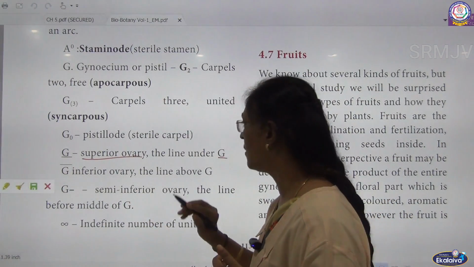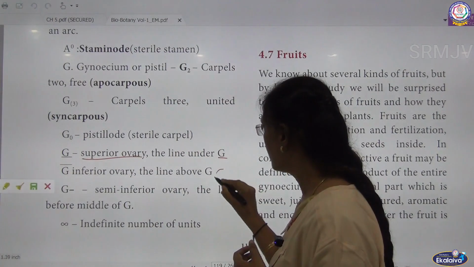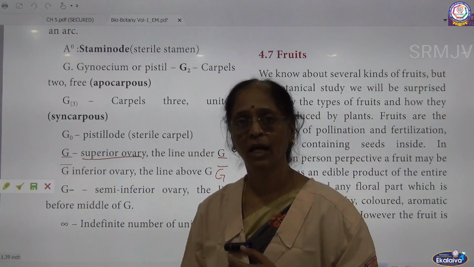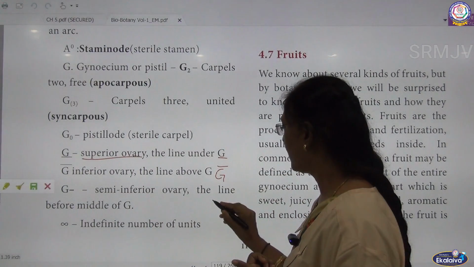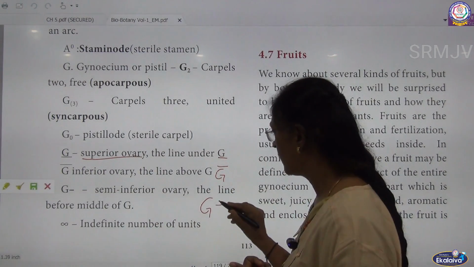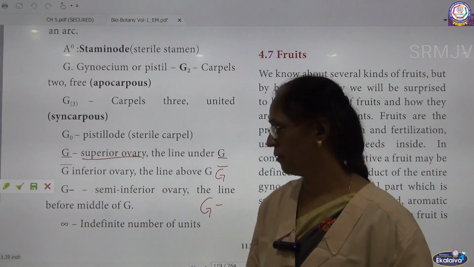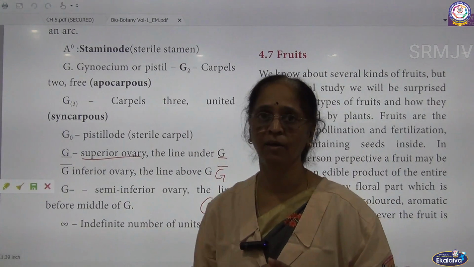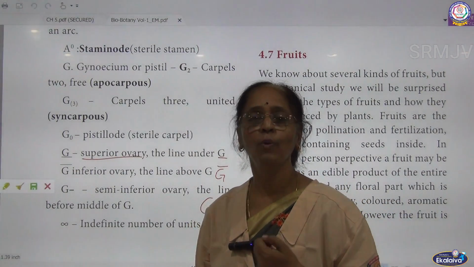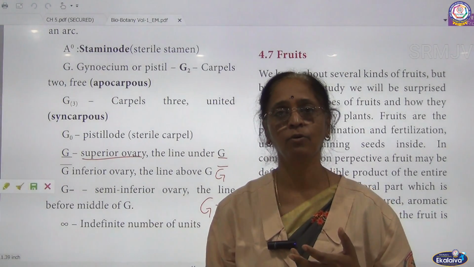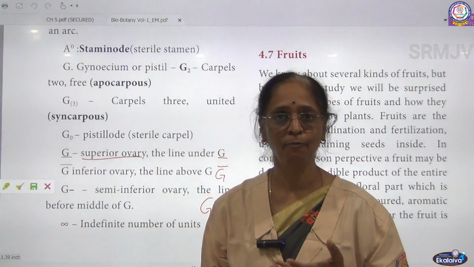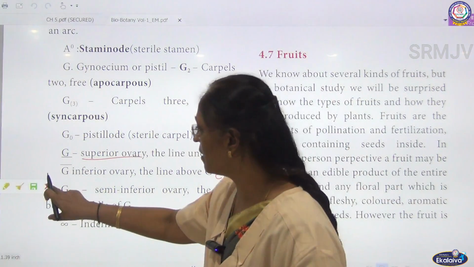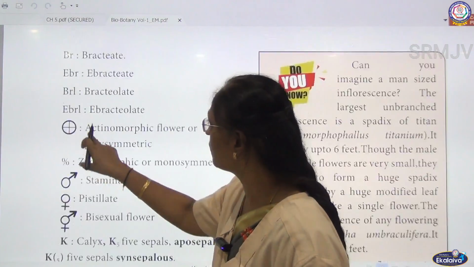And for an inferior ovary, we draw the line above G, then it is an inferior ovary, and if it is in between, it is half inferior. So all these are the abbreviations which we use if we have to write the description of a flower with a formula. We will see some of the floral formulas here with the floral diagram.